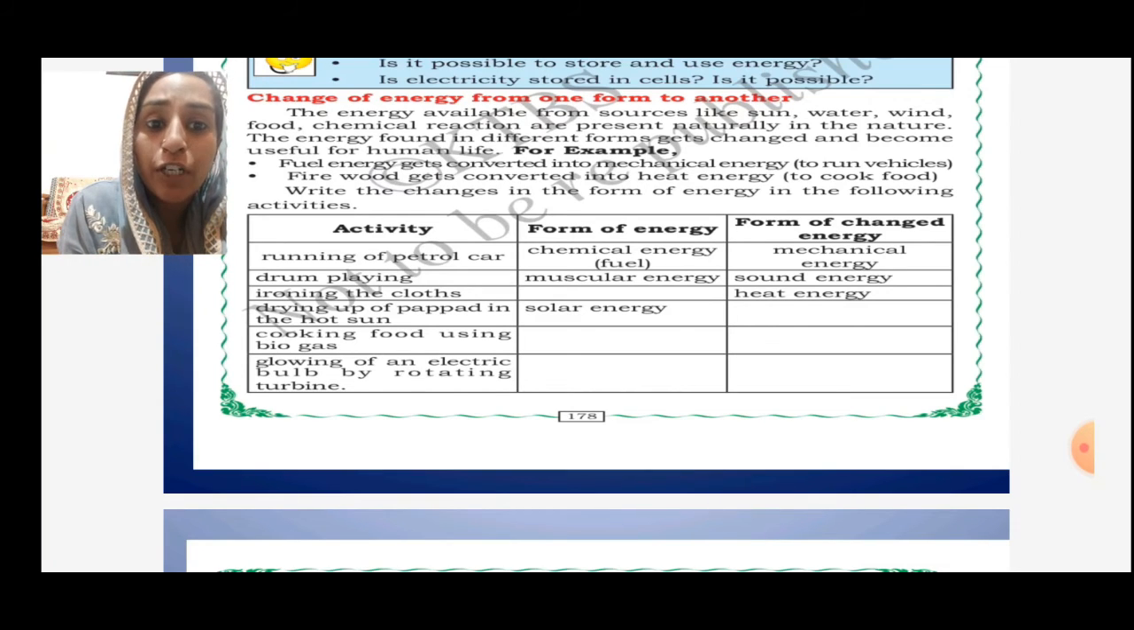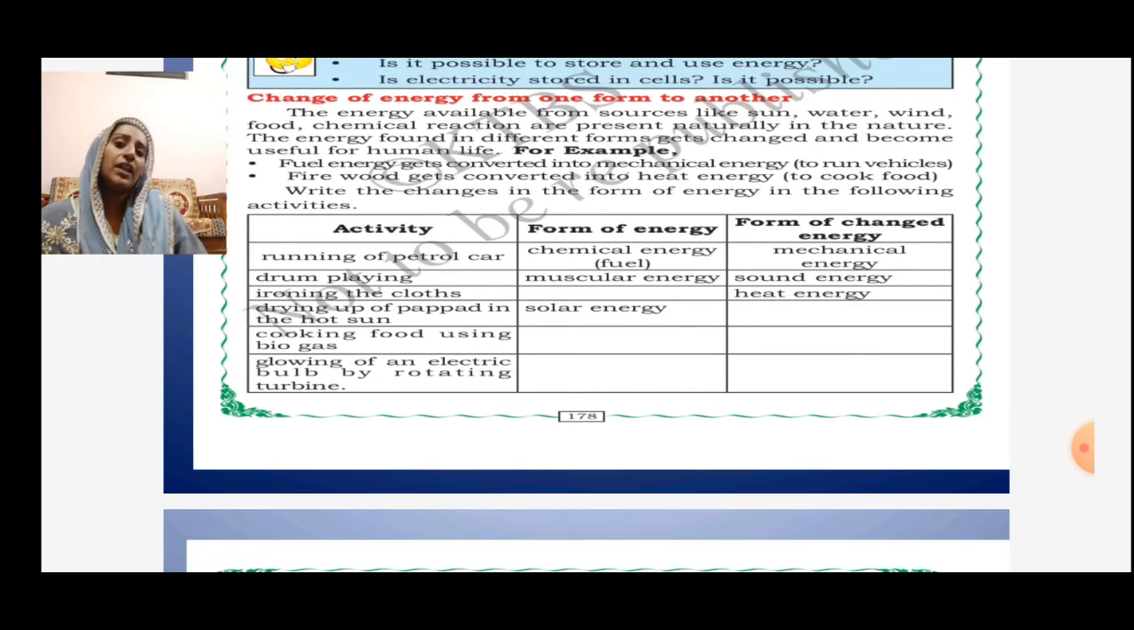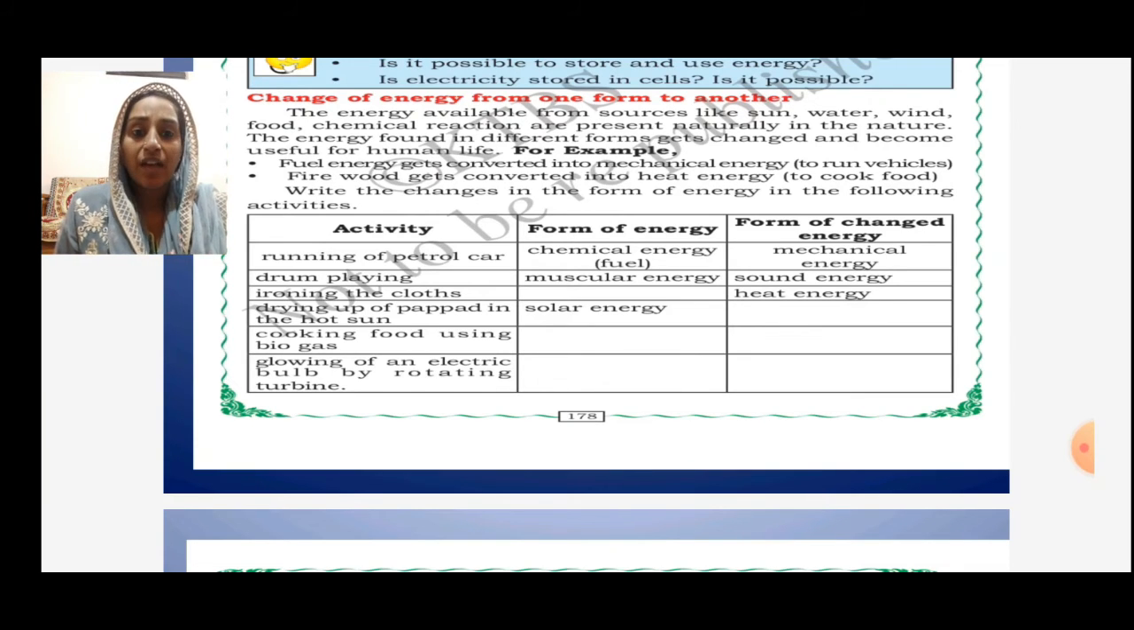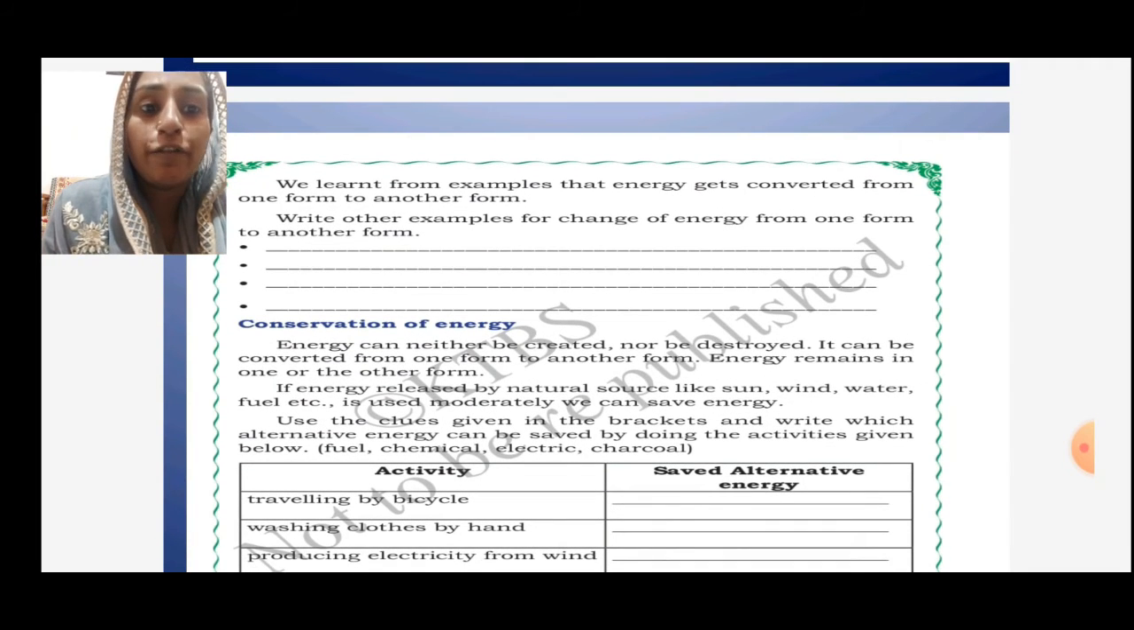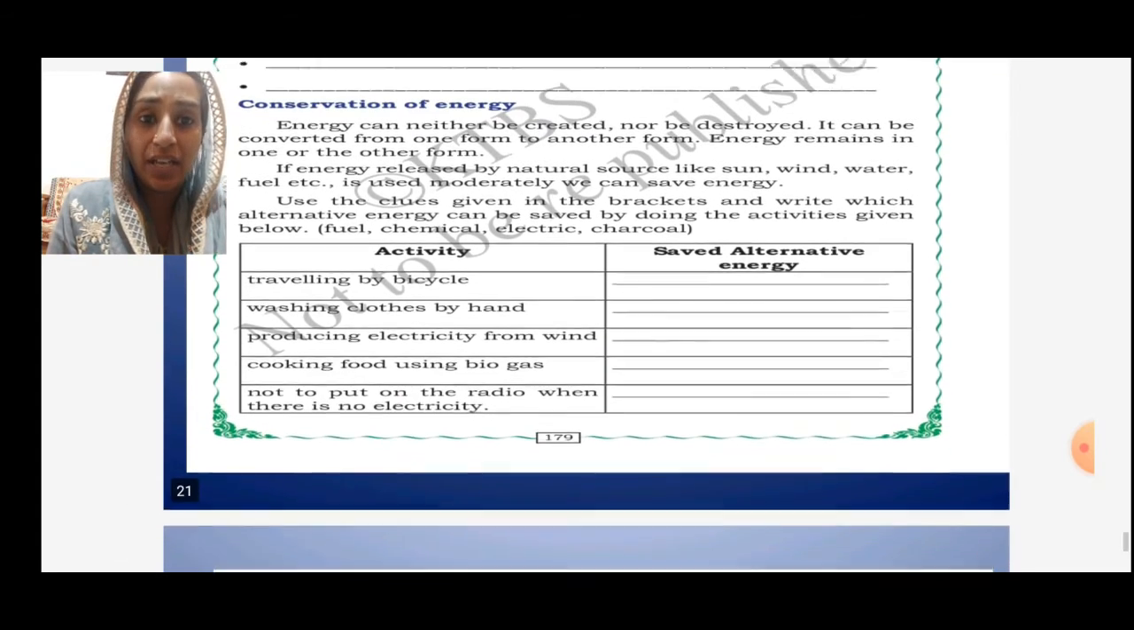Then glowing of an electrical bulb by a rotating turbine. Rotating turbine means wind energy or water energy, which is converted into electrical energy. Glowing of the bulb gives heat energy. We learned from these examples that energy gets converted from one form to another. Write other examples of the change of energy from one form to another.